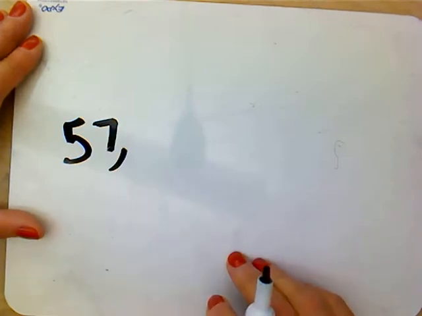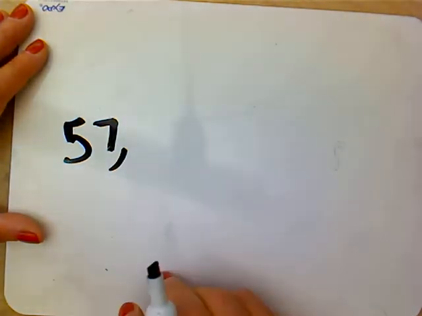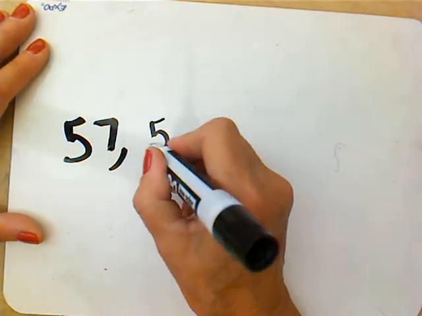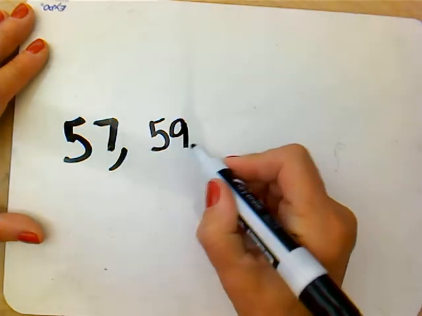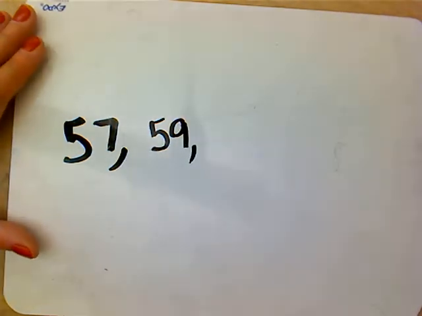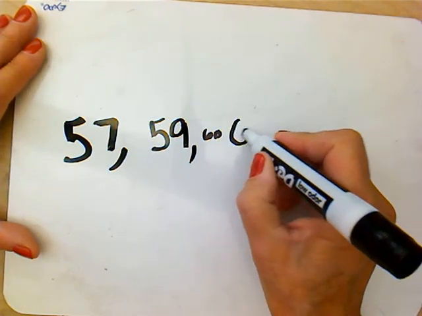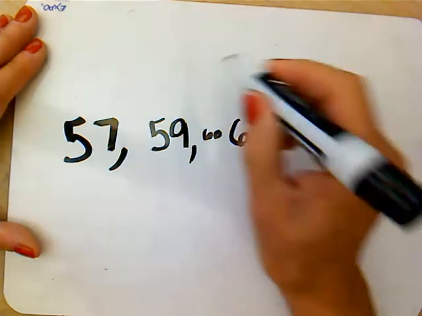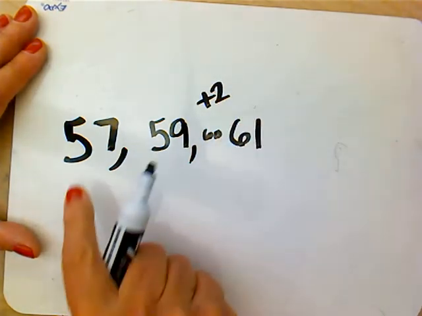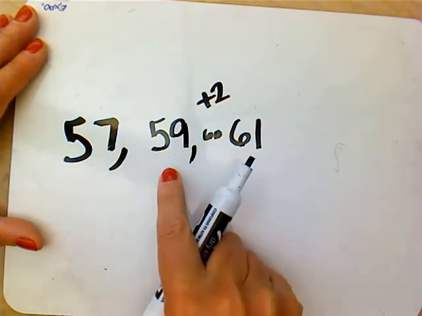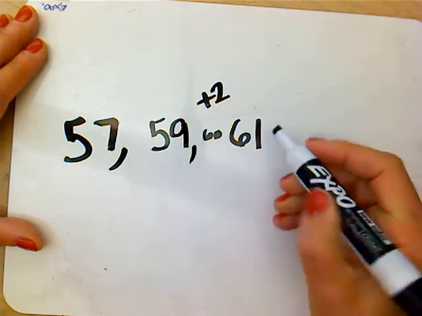If I started at 57 and I was going to add 2, that would put me at 59. If I was starting at 59 and I would add 2, ooh, that one's a little bit tricky. 59, 60, what would be the next one? 61. You're thinking about adding 2. So from 57 to 59, adding 2 to 61.